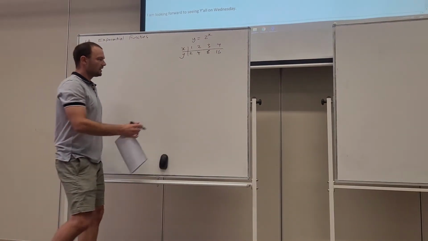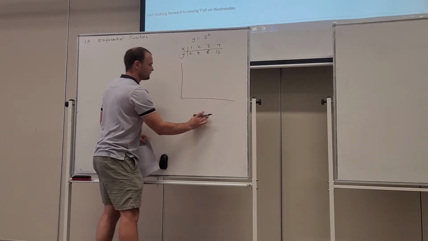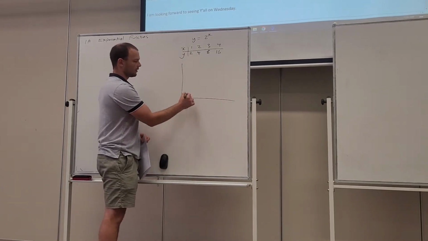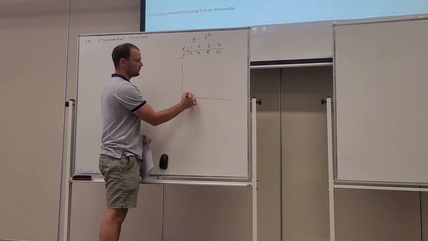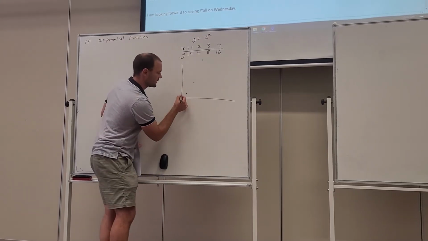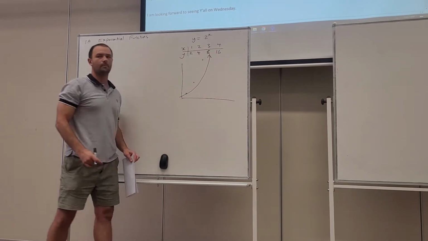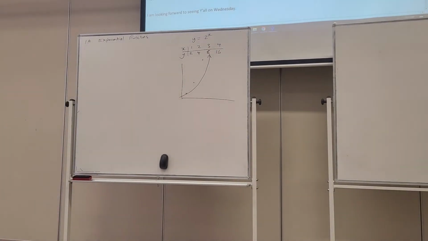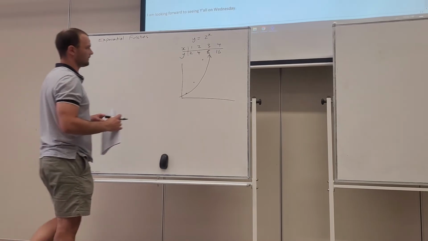All right, and so then we can imagine the graph of it. When x is 1, y is 2. When x is 2, y is 4. When x is 3, y is 8. And so it's going like this, isn't it? It's spiking upwards. We've heard about exponential growth. That's what an exponential graph is.